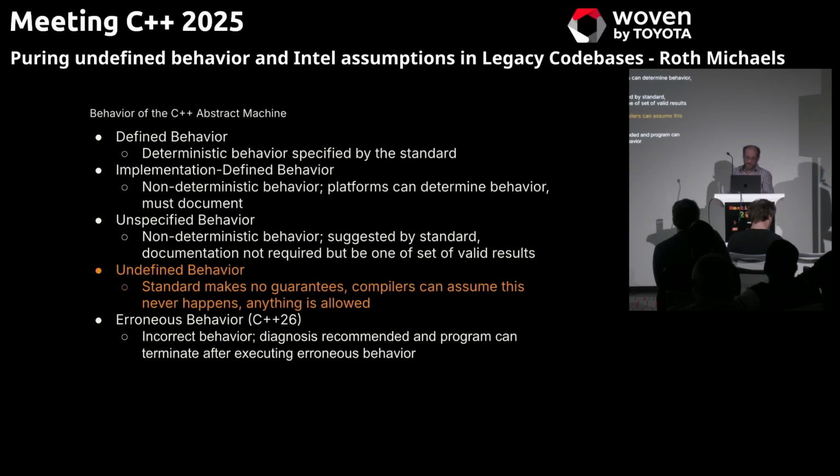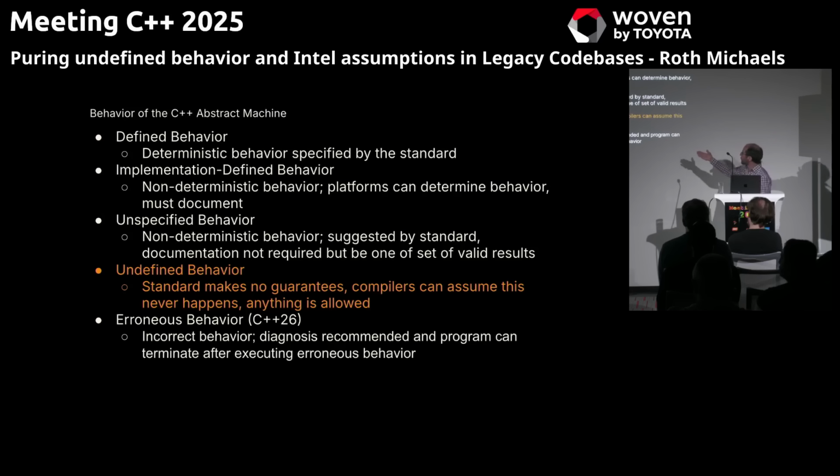So with implementation-defined, platforms can choose what behavior they have and must document it, like what's the size of an int or a long, or is char signed or unsigned. And then unspecified behavior is another kind of non-deterministic behavior. The standard may suggest things, but documentation is not required, but the implementation must choose something valid. And then there's undefined behavior, where the standard makes no guarantees because this is supposed to never happen. And so the compilers assume it never happens, and anything is allowed if you execute this.